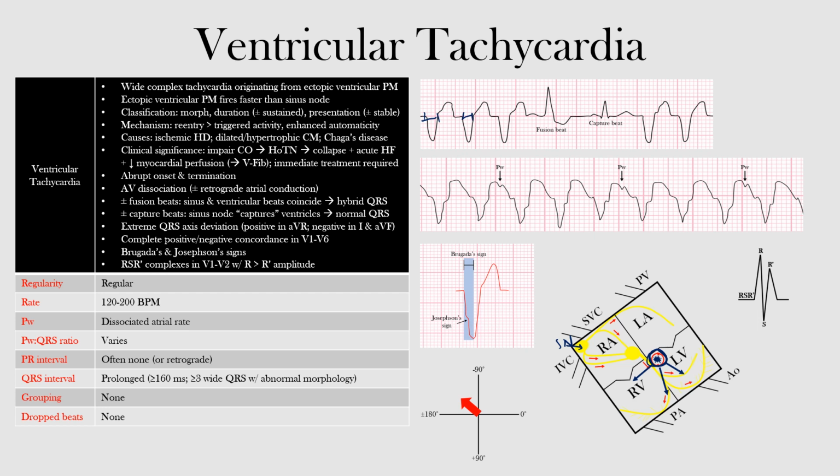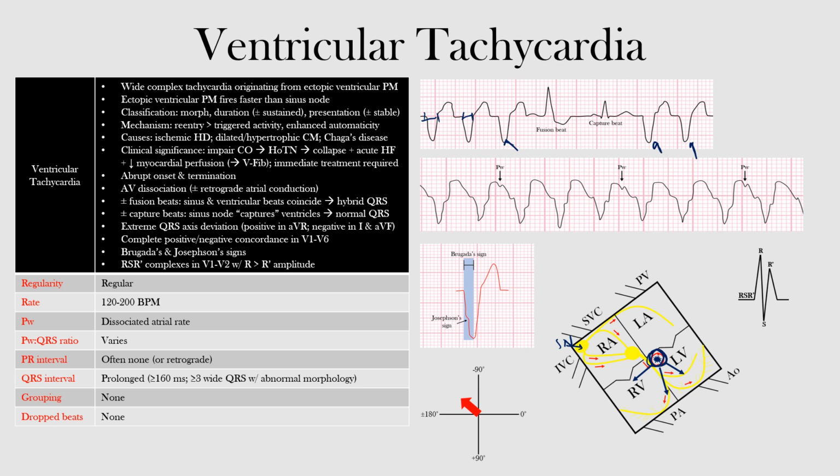In these cases, we tend to see the same ones. Okay, so look here, all these tend to appear the same, so we would call that monomorphic. Okay, and that's because they're coming from one focus. Polymorphic VTAC would come from multiple foci, and because of that, you would see different QRS morphologies.